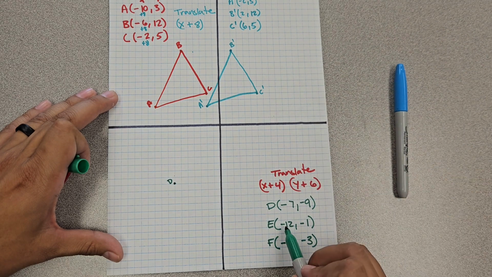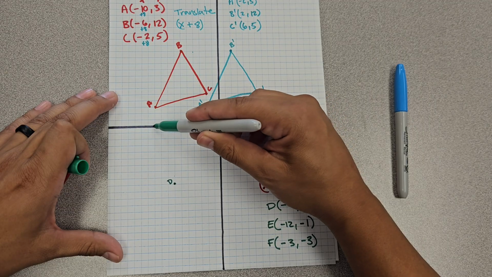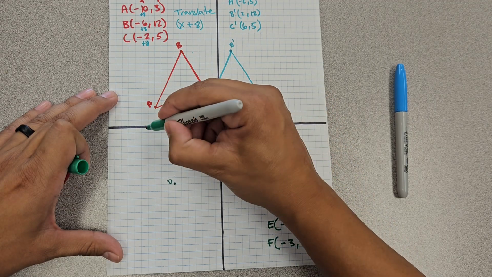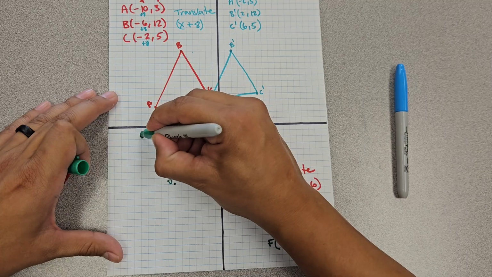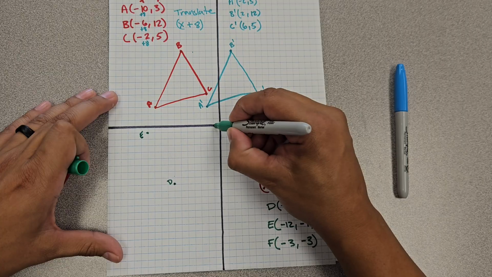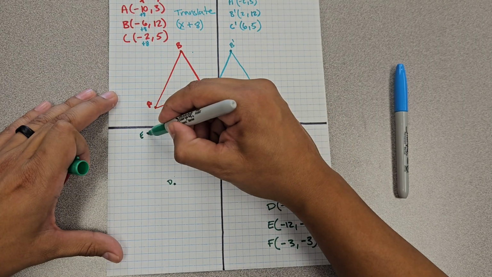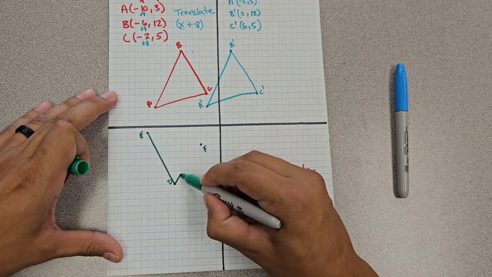I'm going to do the same thing for E. 1, 2, 3, 4, 5, 6, 7, 8, 9, 10, 11, 12. And then down 1. So that should be point E. And then F is left 3, then down 3. 1, 2, 3, 1, 2, 3, F. Do my best with my triangle here.